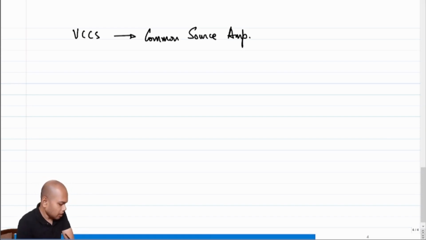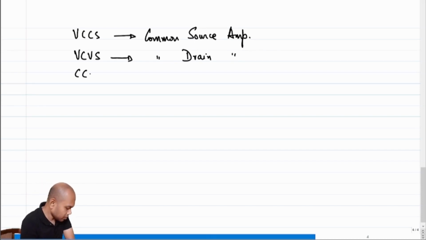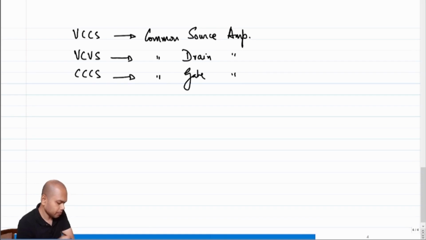Then we saw a voltage controlled voltage source with an approximate gain of 1, which was the common drain amplifier. Then we saw a current controlled current source, which was the common gate amplifier, right? What were the characteristics? The primary characteristics were in terms of the R in and R out.